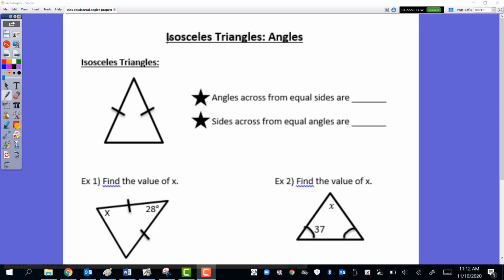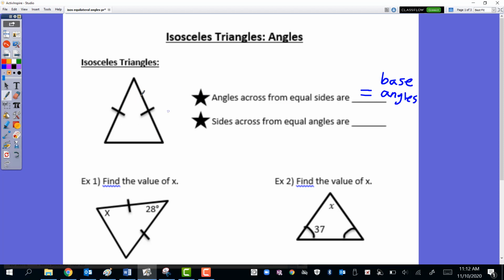Okay, so talking about isosceles triangles, we've talked about their side lengths, and we know that the tick marks mean that sides are equal, but now we have to talk about their angles. They are not always going to be marked, so you need to know that the angles across from the equal sides are equal, and those are called base angles, the ones that are across from equal sides.